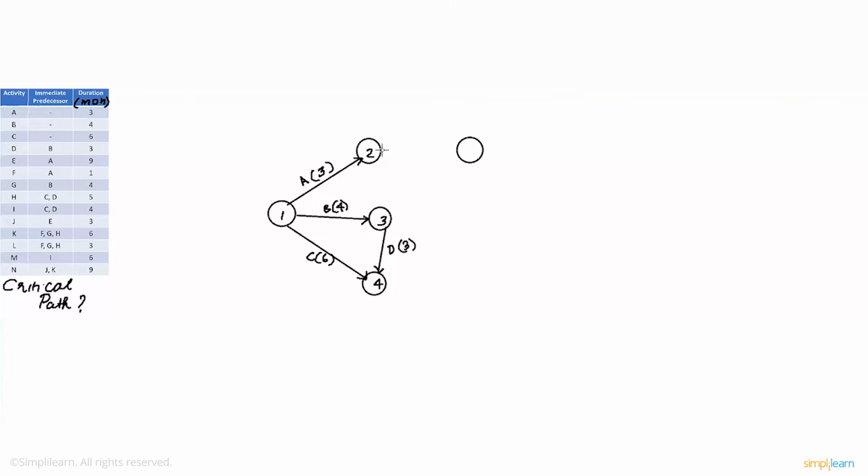There we go. Let's connect the node. 5. E, which is 9. Right then, now let's go to F.